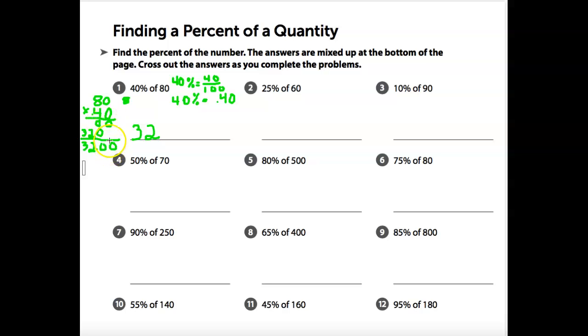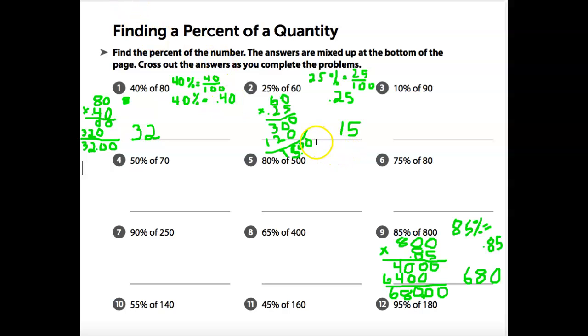And then we add these up. 0 plus 0 is 0. 0 plus 0 is 0. 0 plus 2 is 2. 0 plus 3 is 3. Then we have to remember to go back up here and see how many numbers are after the decimal point. Here there are 1, 2. So we come down here and go 1, 2, decimal point. And that's how we get the number 32. So 40% of 80 is 32.